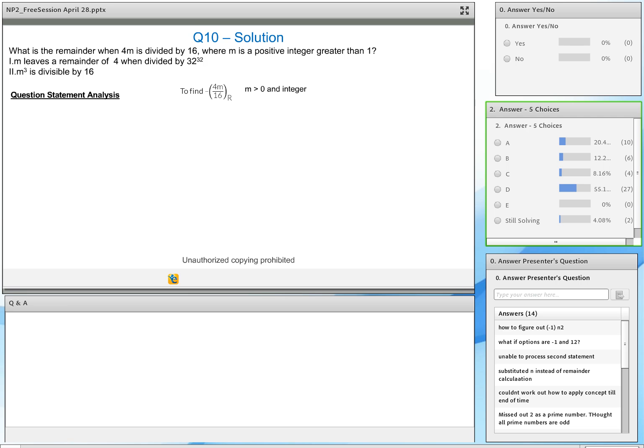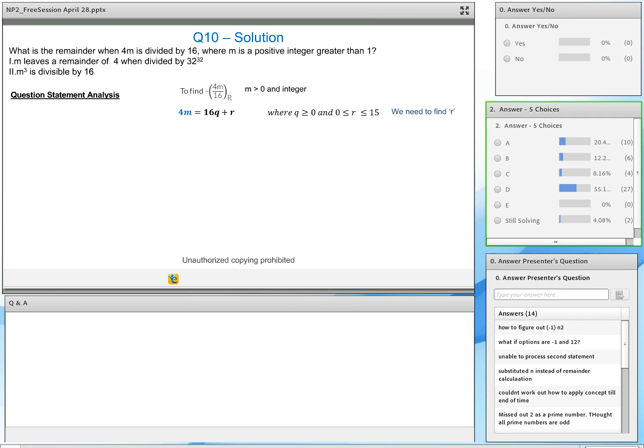So what is the remainder when 4m is divided by 16, where m is a positive integer greater than 1? Okay, so 4m divided by 16, I need to find the remainder for that. There is nothing more that I can do except write down my remainder equation. 4m is equal to 16q plus r, where 16 is the divisor, q is the quotient, and r is the remainder. And r should be less than 16.